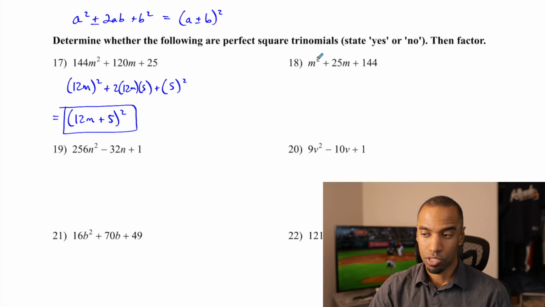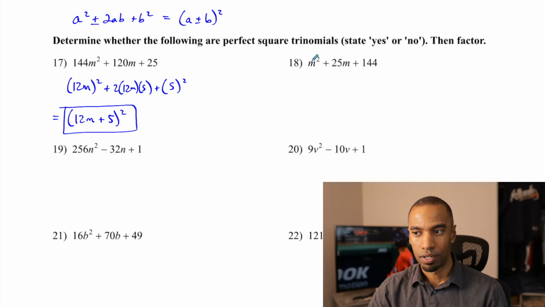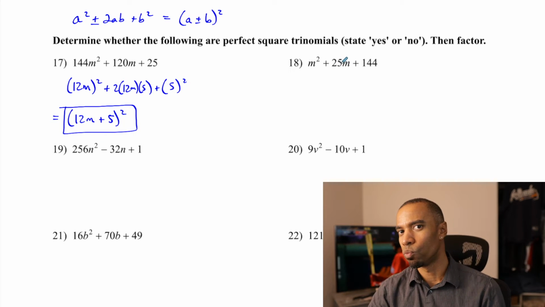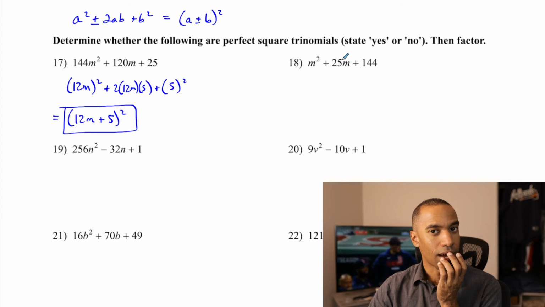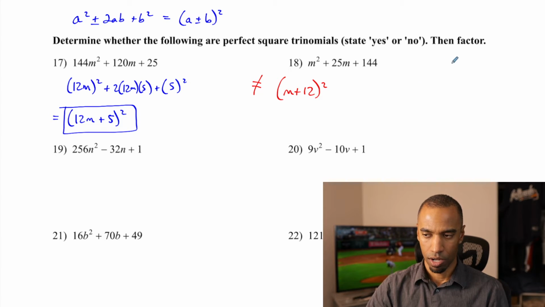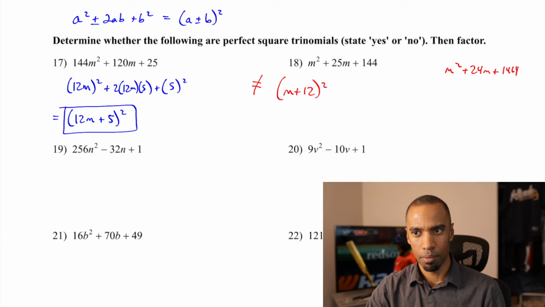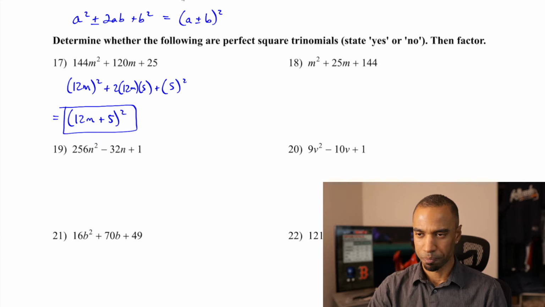If it's that, m squared is obviously m squared. It's 1m squared. 144 is 12 squared. Is 25 double the product of 12 and 1? 12 times 1 is 12. Doubled is 24. Ooh, no, it's not. So this is not m plus 12 squared. That would have been m squared plus 24m plus 144. That's a different problem than this one. This one is m squared plus 25m plus 144.